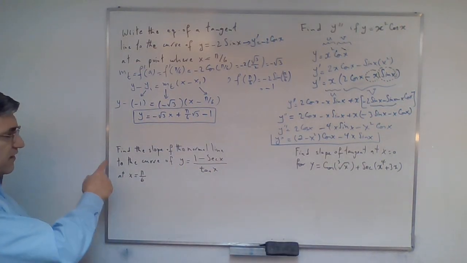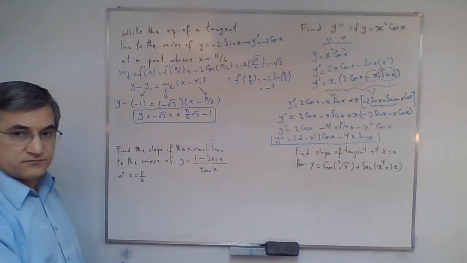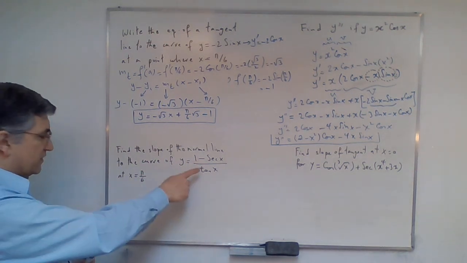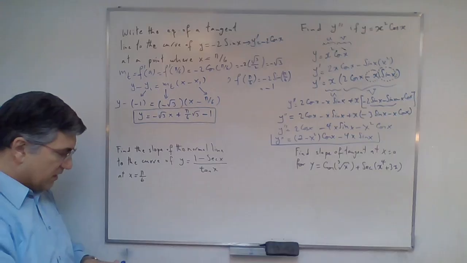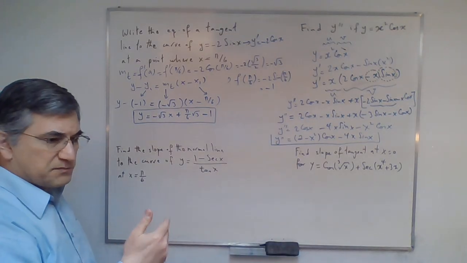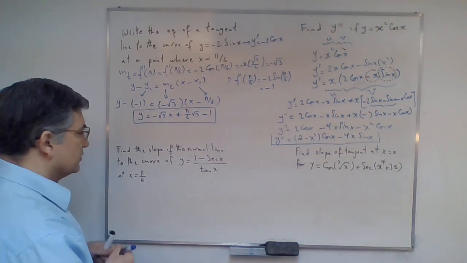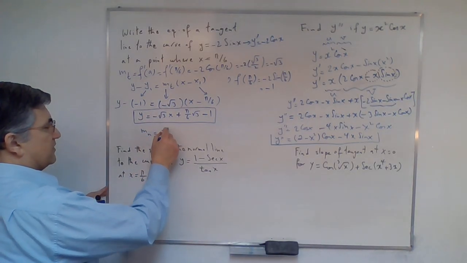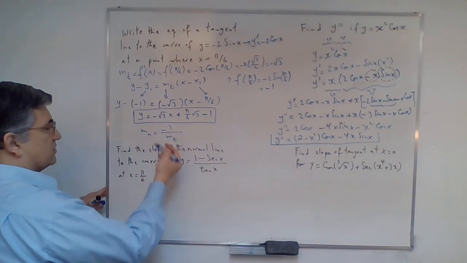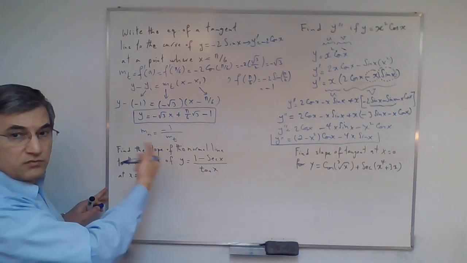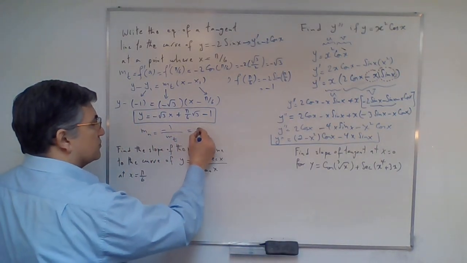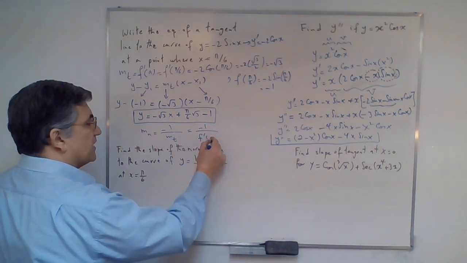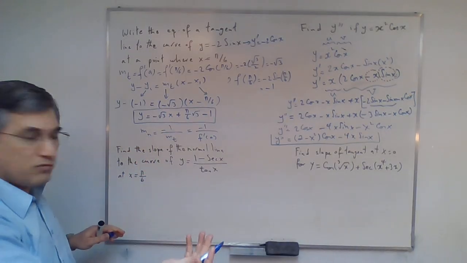This next one says find the slope of the normal line to the curve of this at x equals pi over 6. We know that normal line is perpendicular to the tangent line. So if I find the slope of the tangent and I find the negative reciprocal of the slope of tangent, that will be slope of the normal. We remember this from past. In other words, -1 over f prime at a would be the slope of the normal line.